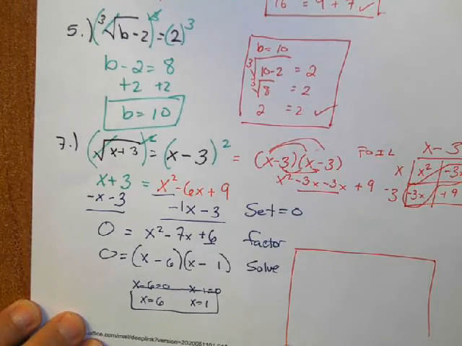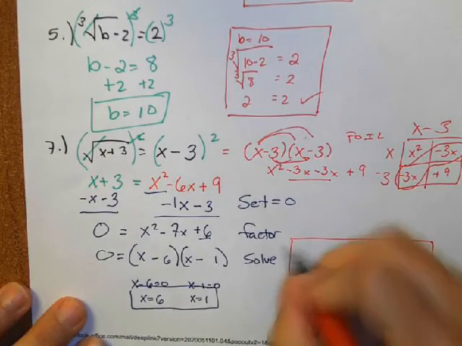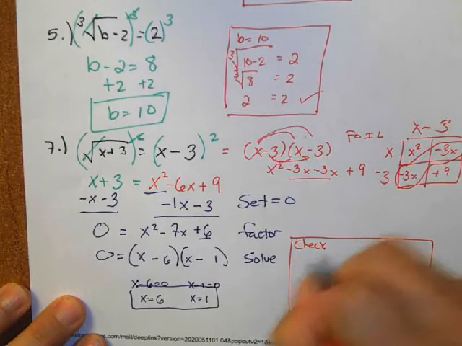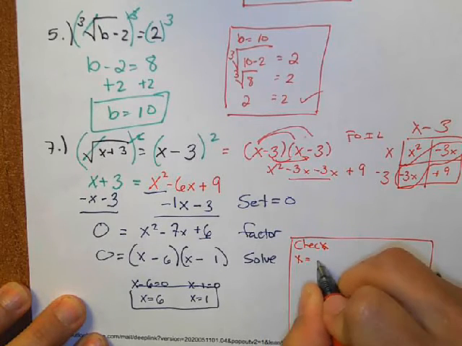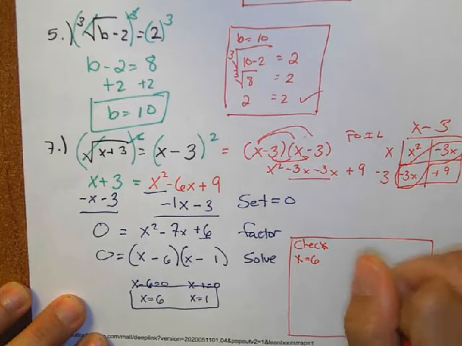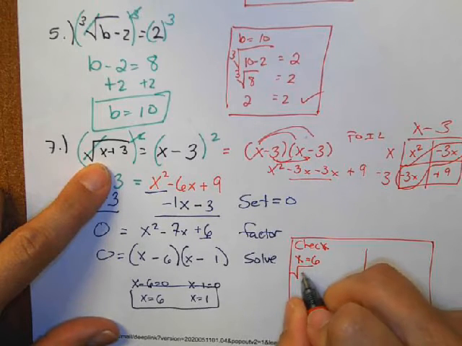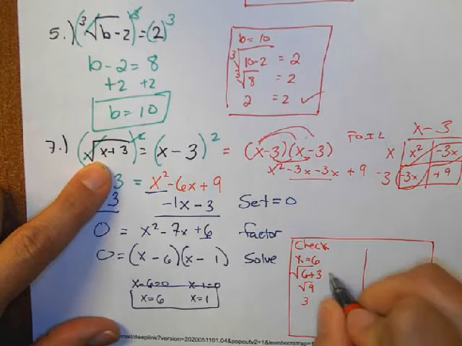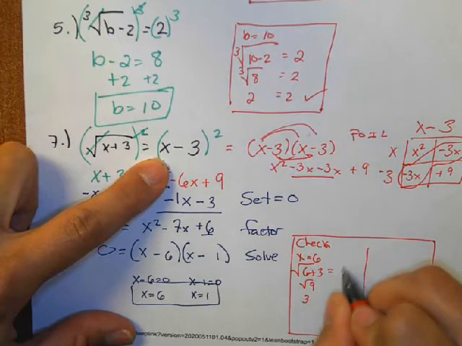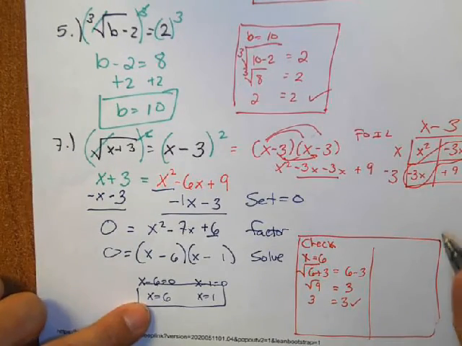Okay, I'm going to make my checkbox a little bit bigger over here because now I have two that I have to check. So I'm checking first x equals 6. Going back to my original equation, 6 plus 3, so square root of 6 plus 3 is square root of 9, square root of 9 is 3. Right side of the equation, I have 6 minus 3, which is 3. 3 equals 3, this answer is good.